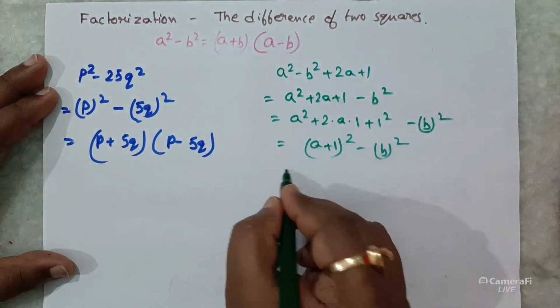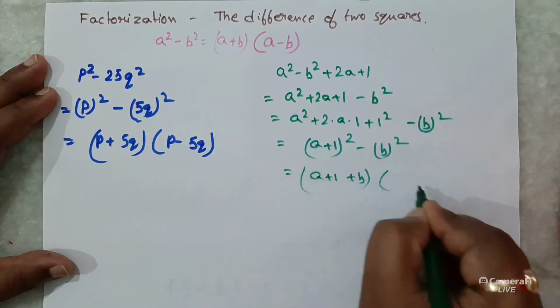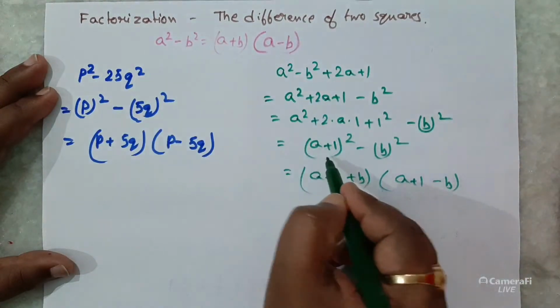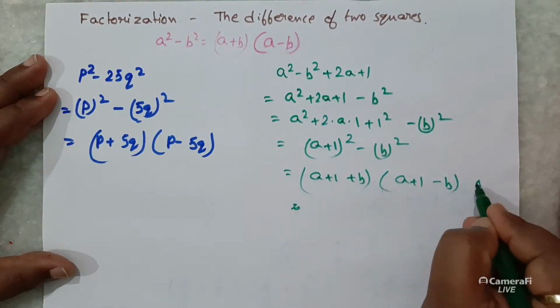Now see, compare this. So it will be a plus 1 plus b into a plus 1 minus b. In place of a, here is a plus 1. Okay, so there is nothing more to be done. So this will be our answer.